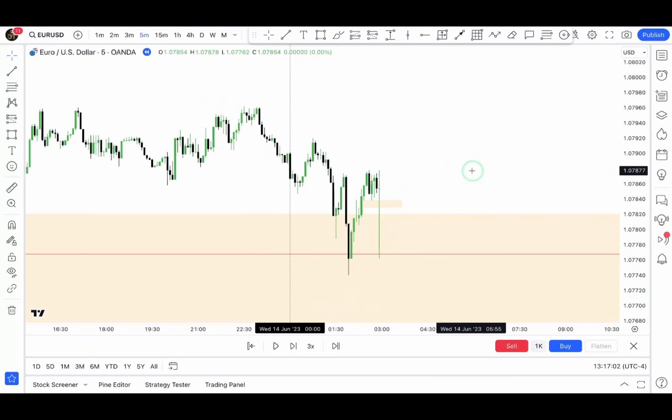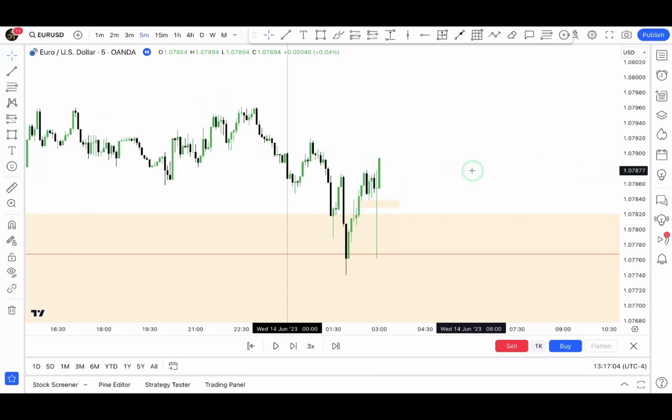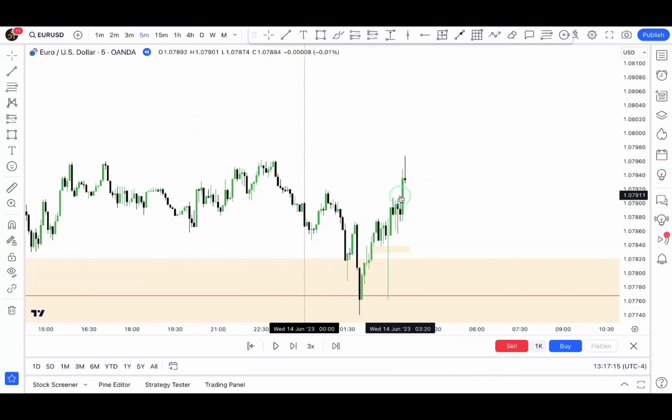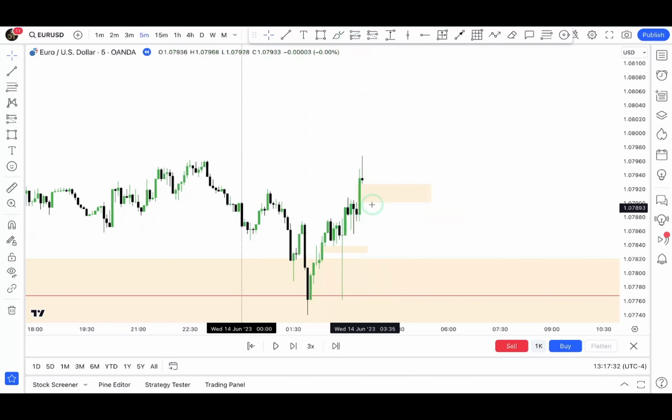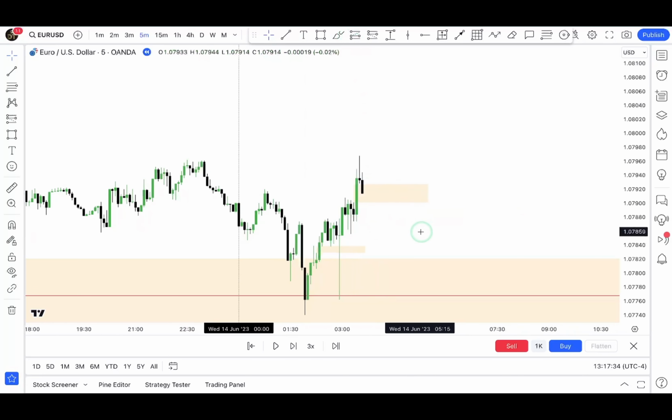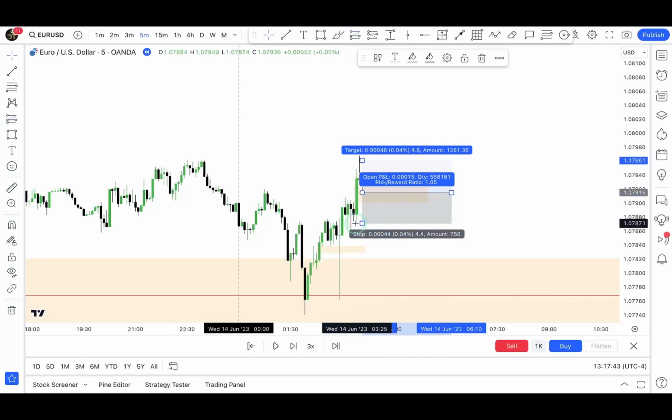So now let's see where we can spot a market structure shift. And it does right here. We want to spot a market structure shift. When you don't know what the market structure shift is, I'm going to put a link to this video in the top right corner right now. So what we want to see is how this 5-minute fair value gap is getting respected. It's getting traded into this. So now what I would have done is taken a trade, stops below the last low.